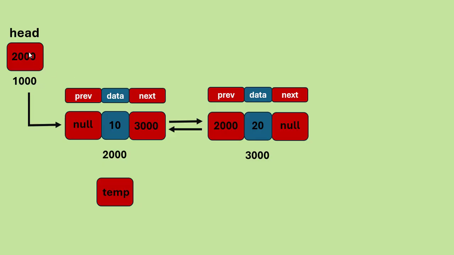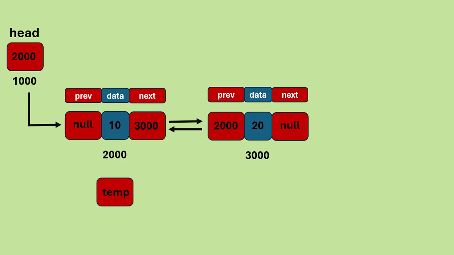Head contains the address of the first node, 2000. Data is 10. Next node is 3000. In this node, data is 20. Next node is null, which means this is the last node, and the previous node is 2000. From the first node I cannot go to a previous node, because this is my first node, so I have initialized the value as null.